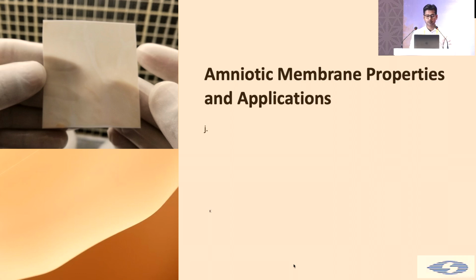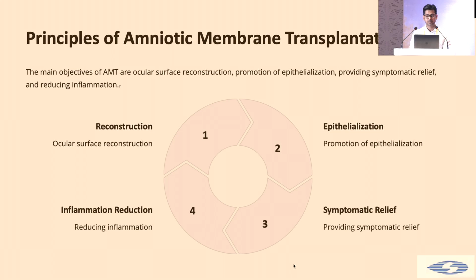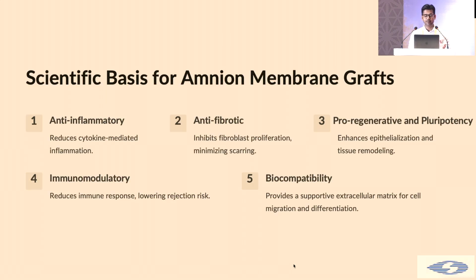Now we'll be discussing the amniotic membrane's properties and applications. The main objectives of ocular surface reconstruction are promotion of epithelialization, providing symptomatic relief, and reducing inflammation. The scientific basis for the use of amniotic membrane graft for transplant is its anti-inflammatory, anti-fibrotic, pro-regenerative, pluripotency, immunomodulatory, and biocompatibility properties. We will be discussing them one by one.